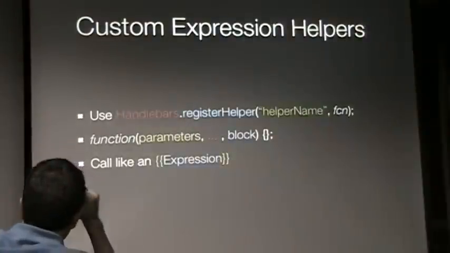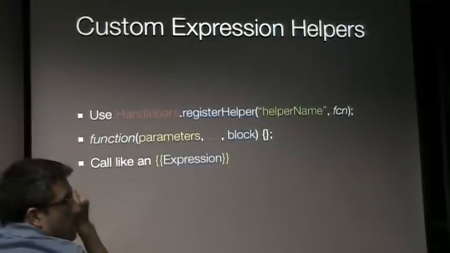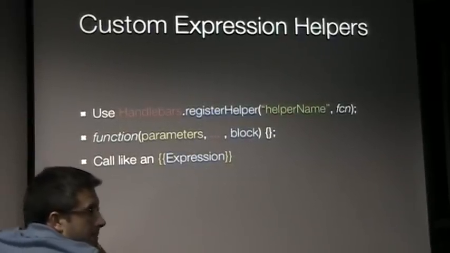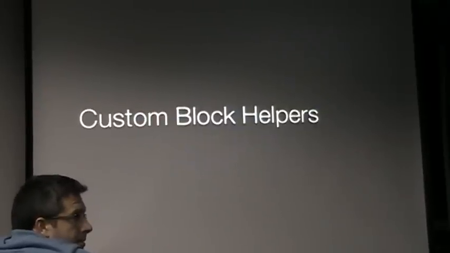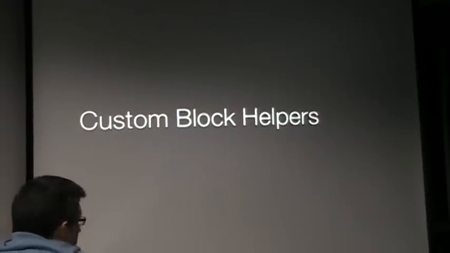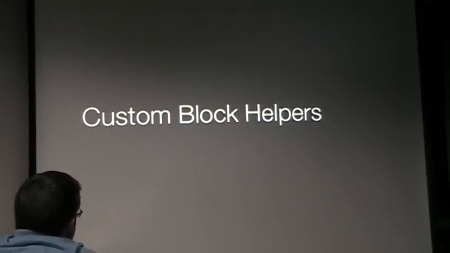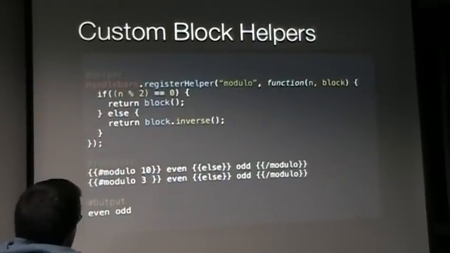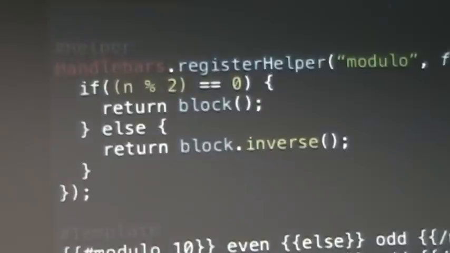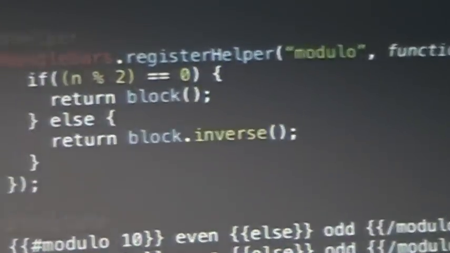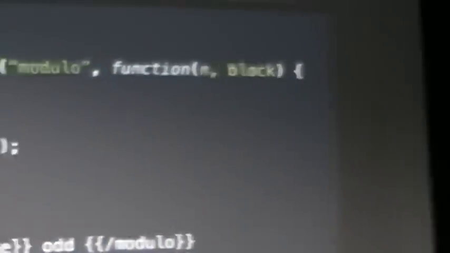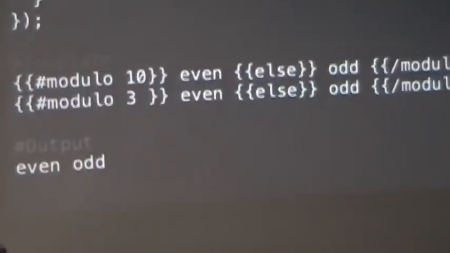I'll discuss the block later. And then you call an expression like that without any special thing. So there are custom block helpers; as I mentioned earlier, these block helpers would have a hash. So this is modulo: n modulo 2 is equal to 0. Okay, so let's just go through one by one.